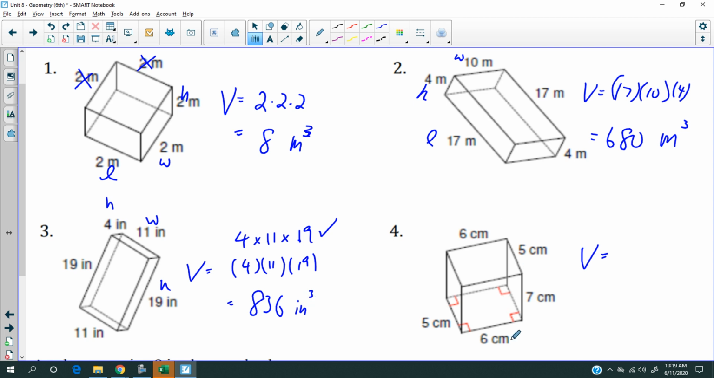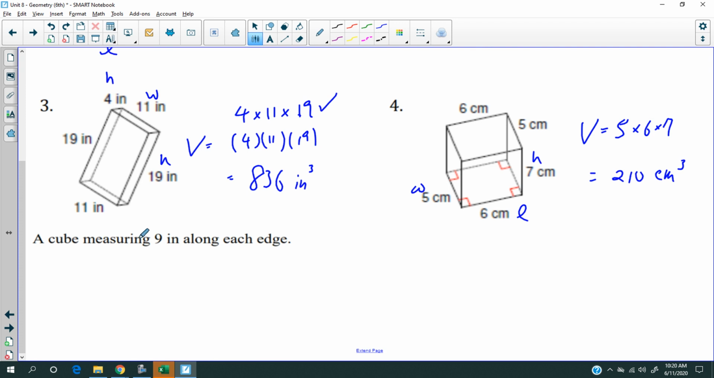Here, this is length or width, doesn't matter, width and height. 5 times 6 times 7. What is that? That's 30 times 7, that's 210. 210 cubic centimeters. That's how you say it. Okay, that's it. We still have a little bit of time.